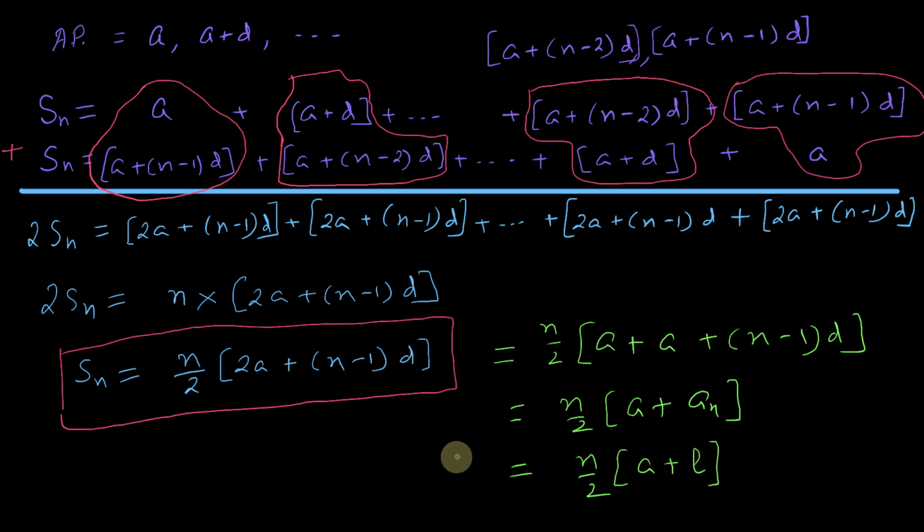So this is the second formula where you can calculate the sum of n terms of AP by using the number of terms, first term and the last term. You don't need the common difference over here. Okay, so these are the two formulae to calculate the sum of n terms of an AP.